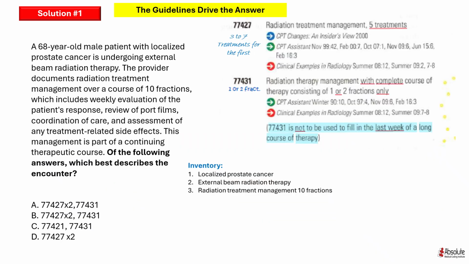right? And guidelines drive the answer. Yes, guidelines drive the answer. That chart is guideline driven. Yeah, I considered the guidelines, 1 to 2 over, etc. So it's up to you how you want to chunk. This is radiation treatment management. It is 5 treatments. That's what it is. So if you want to put 3 to 7 treatments for each, go right ahead.